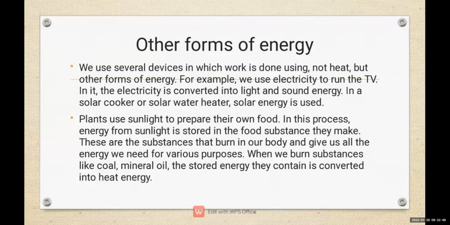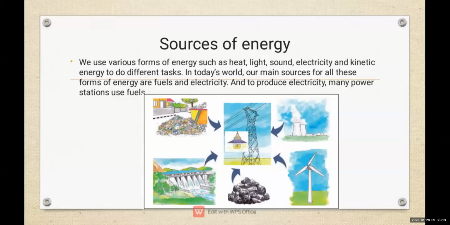In this process, energy from sunlight is stored in the food substance they make. These are the substances that burn in our body and give us all the energy we need for various purposes. When we burn substances like coal, mineral oil, the stored energy they contain is converted into heat energy. Now we'll see the sources of energy. Which are the sources of energy? From where are we getting the energy?